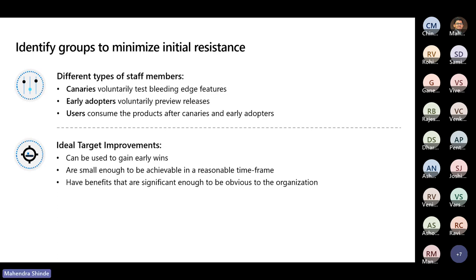Then there are early adopters. What are early adopters? As soon as a new product is released, they will go and purchase it and write their reviews so that other users, like the third category here, will get all the necessary information about that particular product. Those are early adopters. Then what are canaries? If early adopters are the ones who will take the product as soon as it is released, use it and help the other users decide whether or not to use it, then who are canaries then?